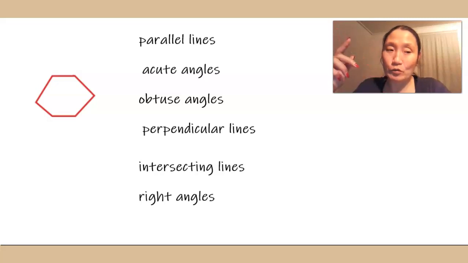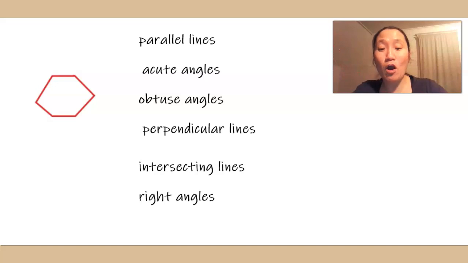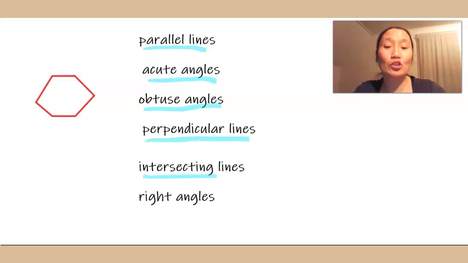So the attributes, meaning what does something look like? Tall, short, long, dark, heavy. What do those attributes look like? So if you're looking at a polygon, there are some attributes you have to identify. These attributes are parallel lines, acute angles, obtuse angles, perpendicular lines, intersecting lines, and right angles.